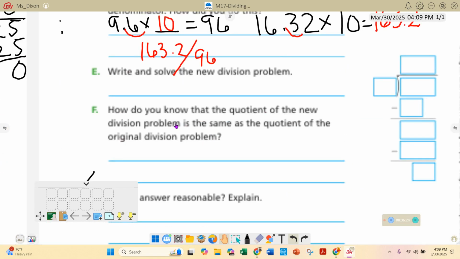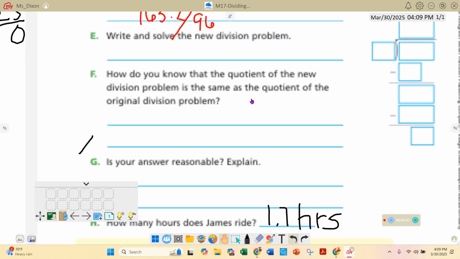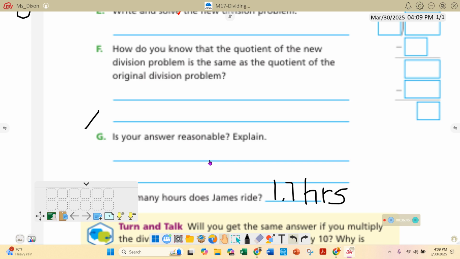It says, how do we know the quotient of the new division problem is the same as the quotient from the original division problem? That is because we made equivalent fractions. And if you make equivalent fractions, your answer will be the same. And then, was our answer reasonable? Yes, our answer was reasonable because 2 is very close to our actual answer of 1 7/10.